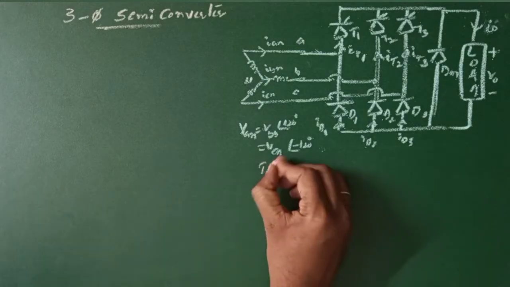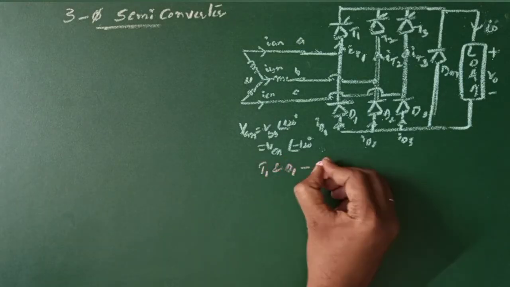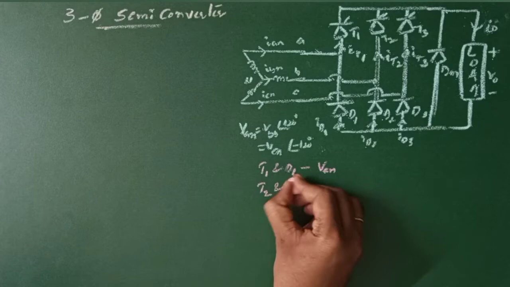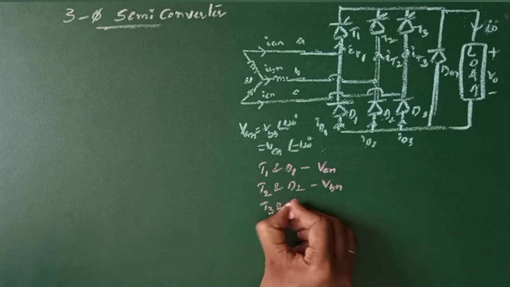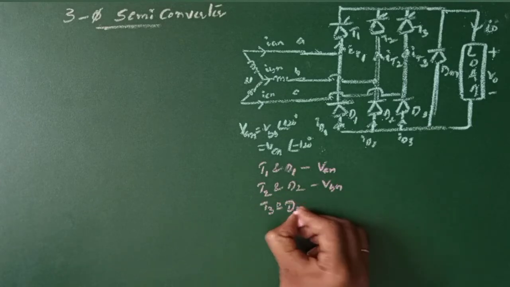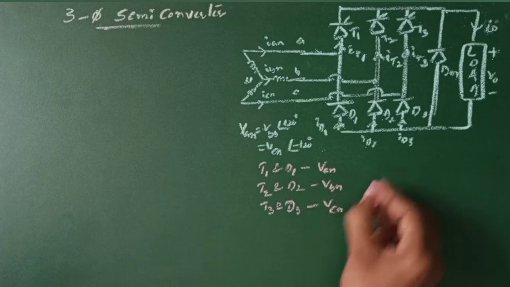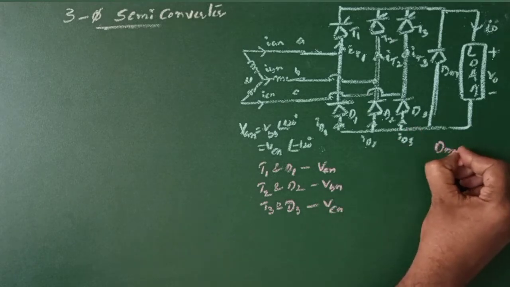D3. T1 and D1 are connected to VAN, T2, D2 are connected to VBN, T3 and D3 are connected to VCN, and we have a freewheeling diode DM.